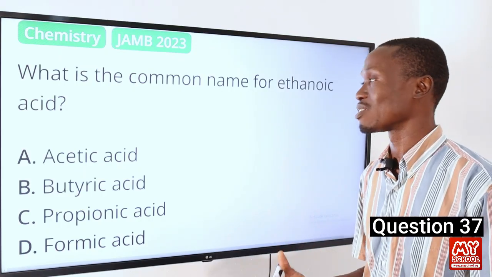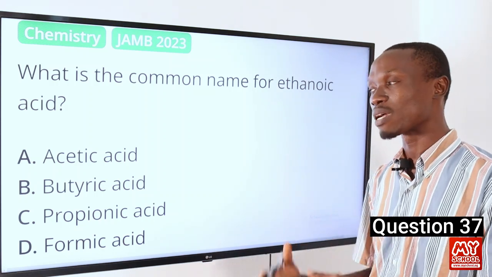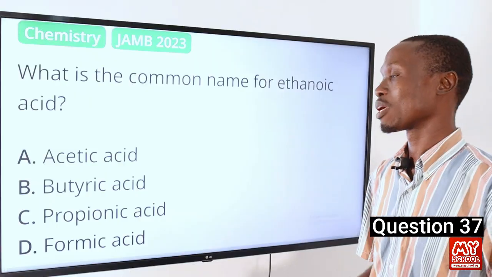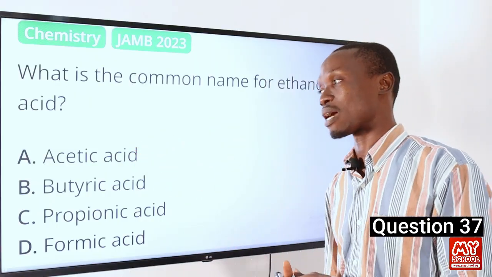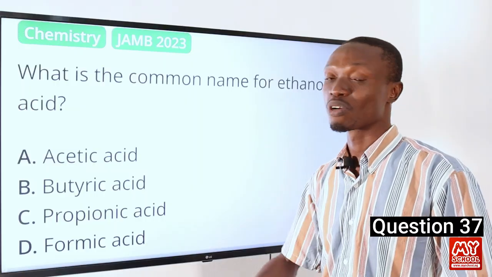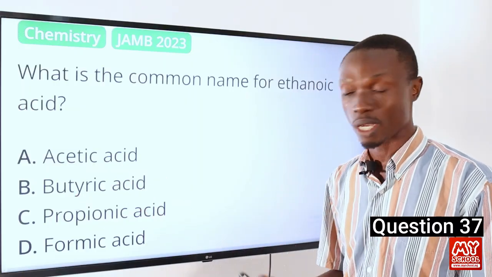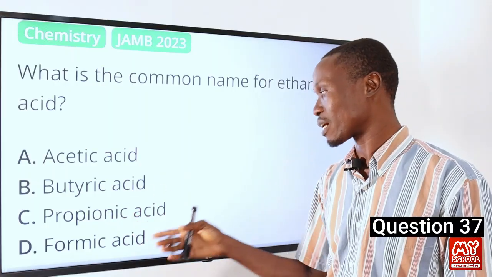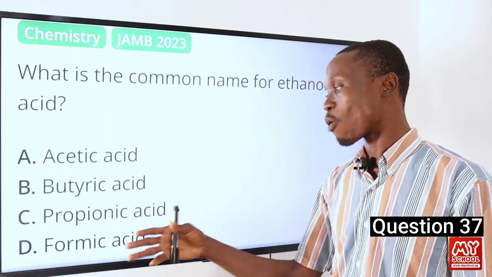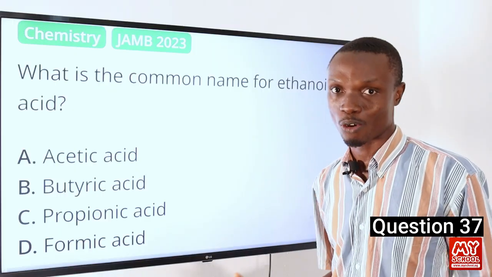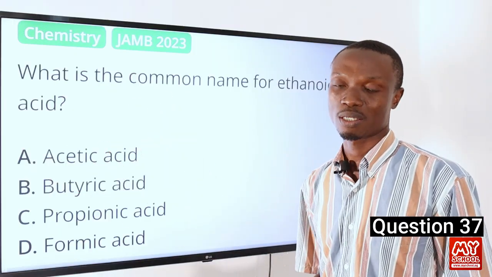Acetic acid is the common name for ethanoic acid, while ethanoic acid is the IUPAC name for acetic acid. Acetic acid has a basicity of 1, and it is also used as a preservative. Butyric acid is the same thing as butanoic acid, propionic acid is the same thing as propanoic acid, and formic acid is the same thing as methanoic acid. So the answer to this question is option A, acetic acid.